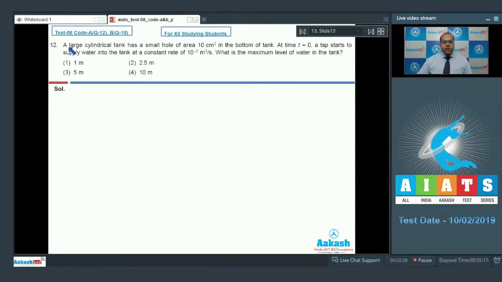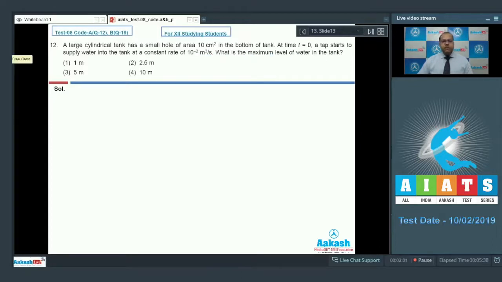In question number 12, a large cylindrical tank has a small hole of area 10 cm square in the bottom of the tank. At time t equal to 0, a tap starts to supply water into the tank at a constant rate of 10 raised to the power minus 2 meter cube per second. What is the maximum level of water in the tank?